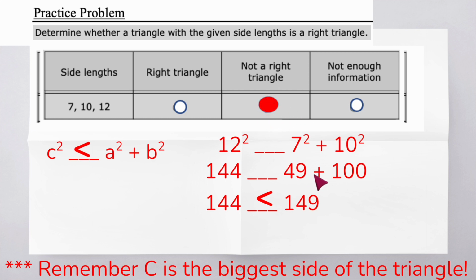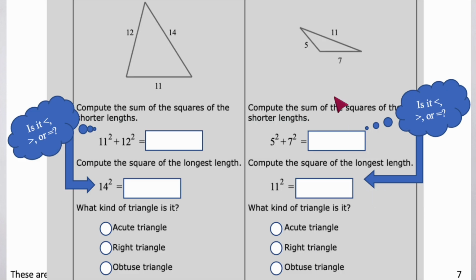Okay. The second type of problem they're going to give you is one like this, where there are still two questions, but they want you to determine acute, right, or obtuse instead of just right or not right. Now they're showing you the first part here. They want you to compute the sum of the squares of the shorter sides. So we have 11 squared and 12 squared. That's 121 for 11 squared and 144 for 12 squared. Now I'm going to add them together, and I get 265. Now I'm going to compute the square of the longest side. So 14 squared is 196.